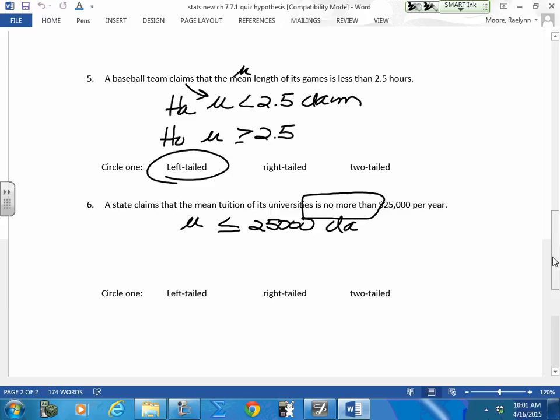Is this the H0 or the HA? H0. Good. What's the HA? The mean is greater than 25,000. What tail test do we have? Correct, a right tail test.